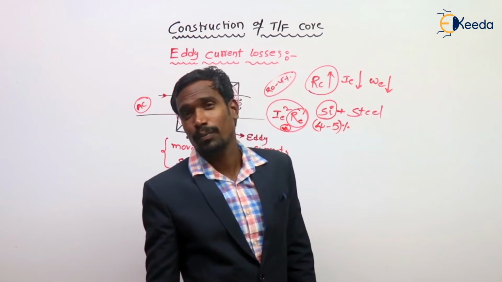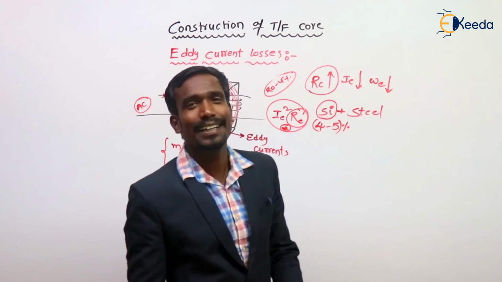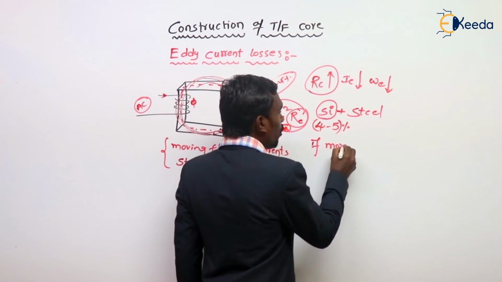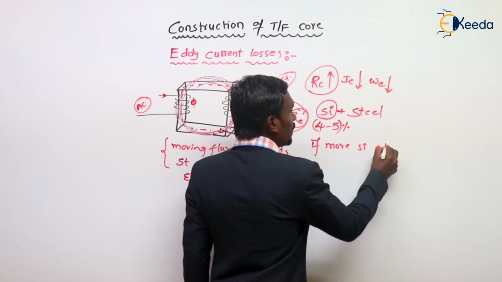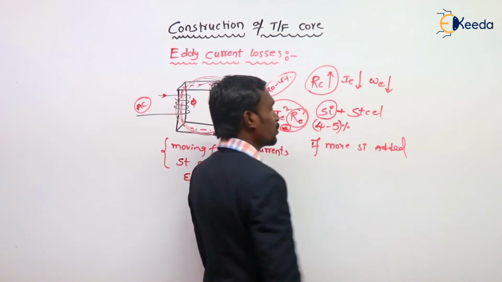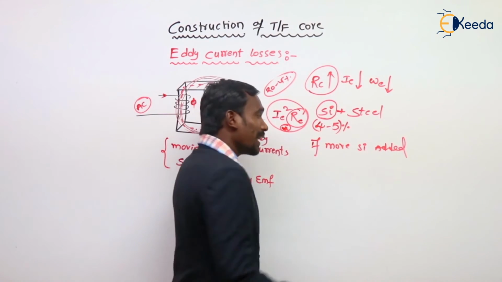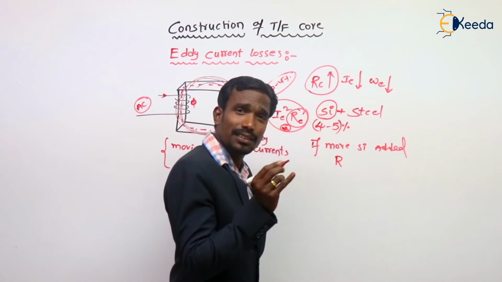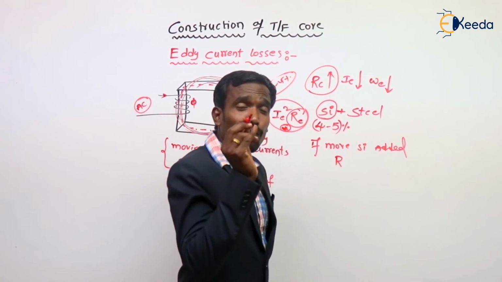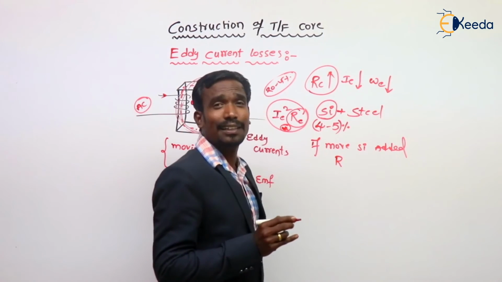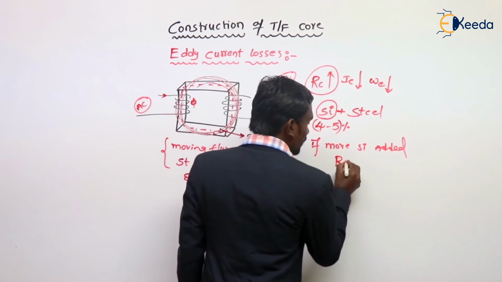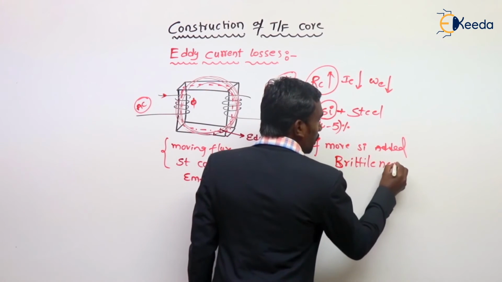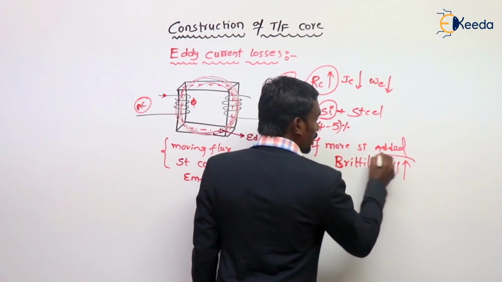Then what is the problem? If more silicon is added to the steel, then its reluctance changes. The very important thing, other than the reluctance, is that brittleness also increases.